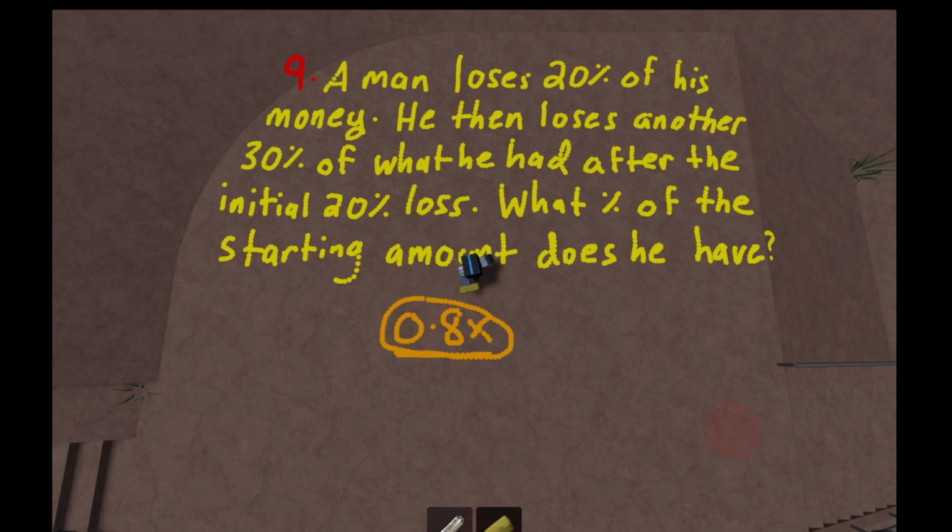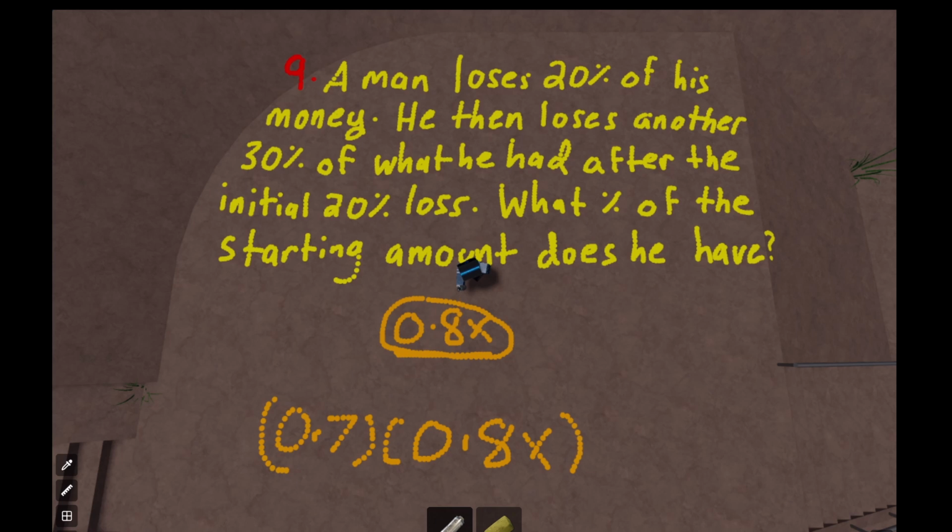So what I'm going to do is 0.7 times 0.8X, because that's how much money he has at the moment. And this tells us how much money he has now. So 0.7 times 0.8 is 0.56. And then this is 0.56 times X. So that's how much money he has at the moment if he started with X dollars.